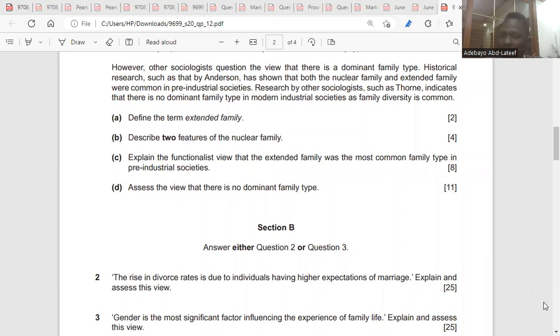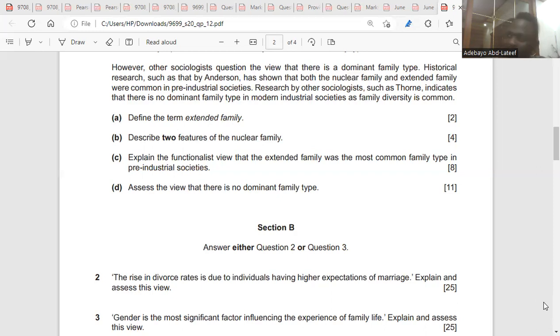According to Thorne, Thorne is a name in the last paragraph. So I said there's no dominant family in any society based on the following reasons. Number one, ethnicity. So there is the impact of religion, traditions, marriage arrangements, and division of labor when it comes to marriage. The tradition you have, your religion, can determine the kind of marriage or family you have.